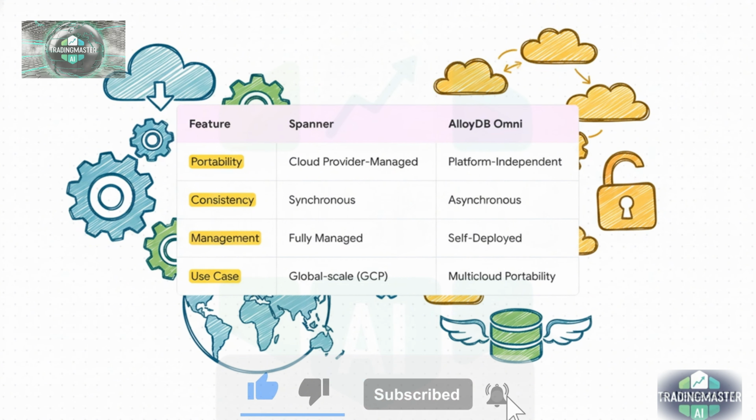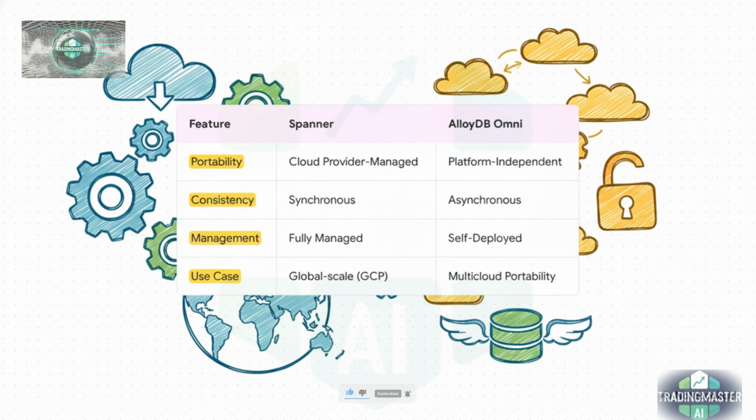If you need insane, managed, synchronous consistency within the GCP world, you go with Spanner. But if what you need is freedom, the ability to have a powerful, consistent database across any cloud or even on-prem, that's the job for AlloyDB Omni. So you're choosing between depth in one ecosystem versus breadth across many.